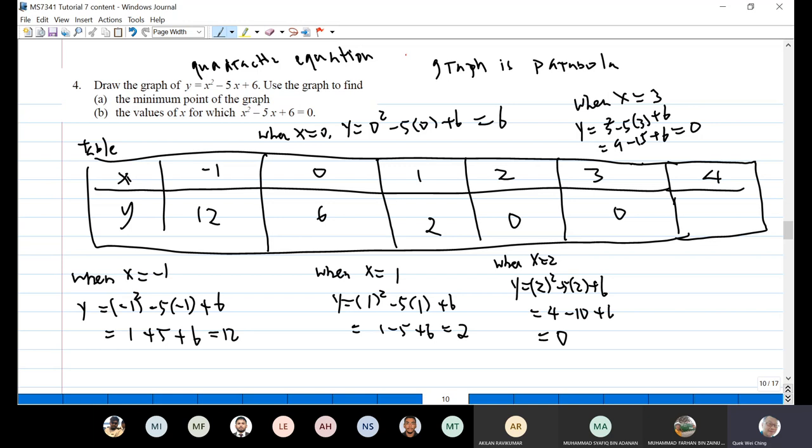Okay, what happens when x equal to 4? When x equal to 4, you get y equal to 4 squared minus 5 times 4 plus 6. You get 16 minus 20 plus 6, you get 2. So you can continue to get more points if you want to. I just start with these. This table is very useful because you need this table to get a graph. And I can get the range there and then make a correct graph, okay?